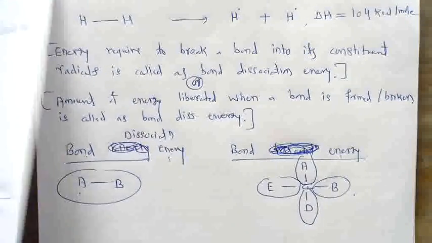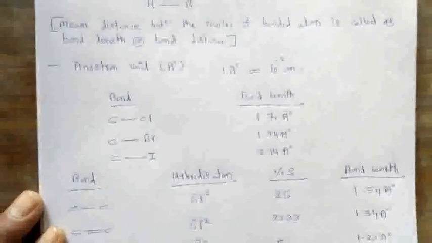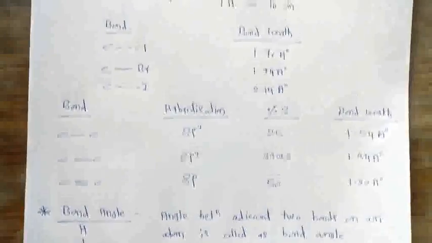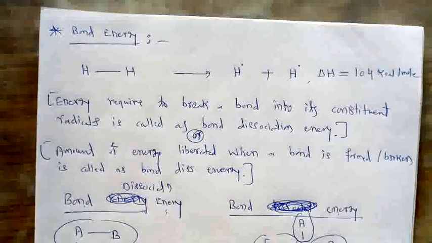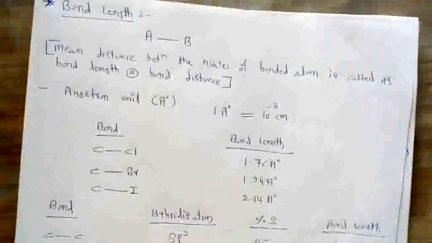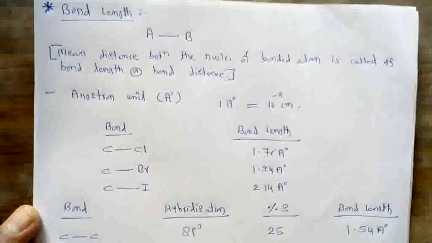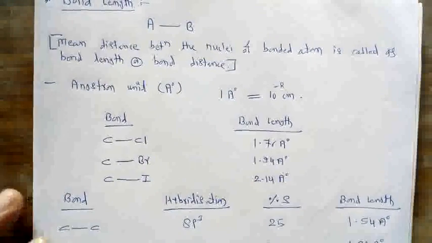So in our current lecture, we studied three important properties of a chemical bond. First is the bond length, second is the bond angle, and we just completed the third important property of a bond, the bond energy or bond dissociation energy. These are very important properties as far as a chemical bond is concerned.